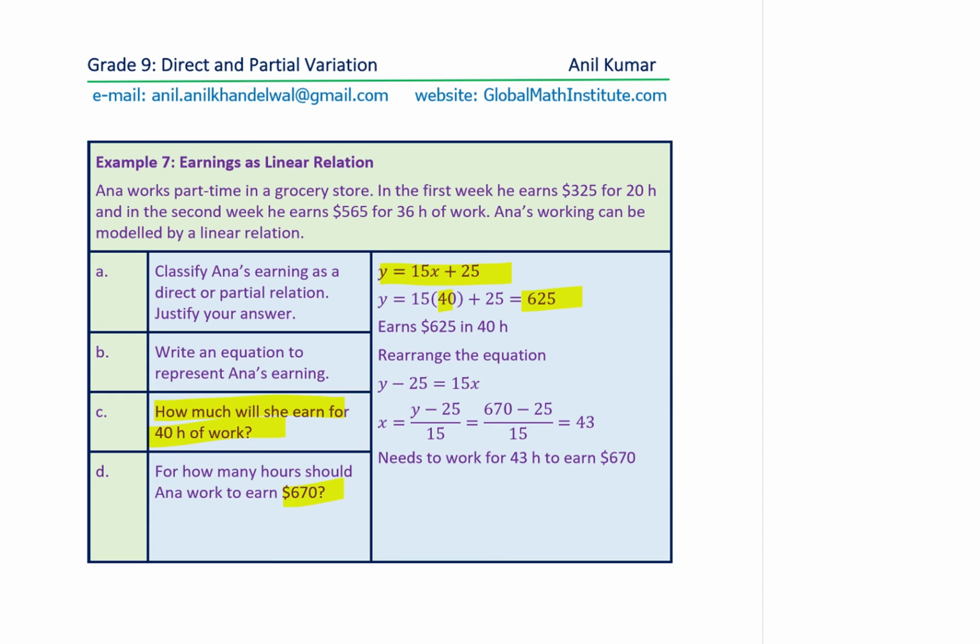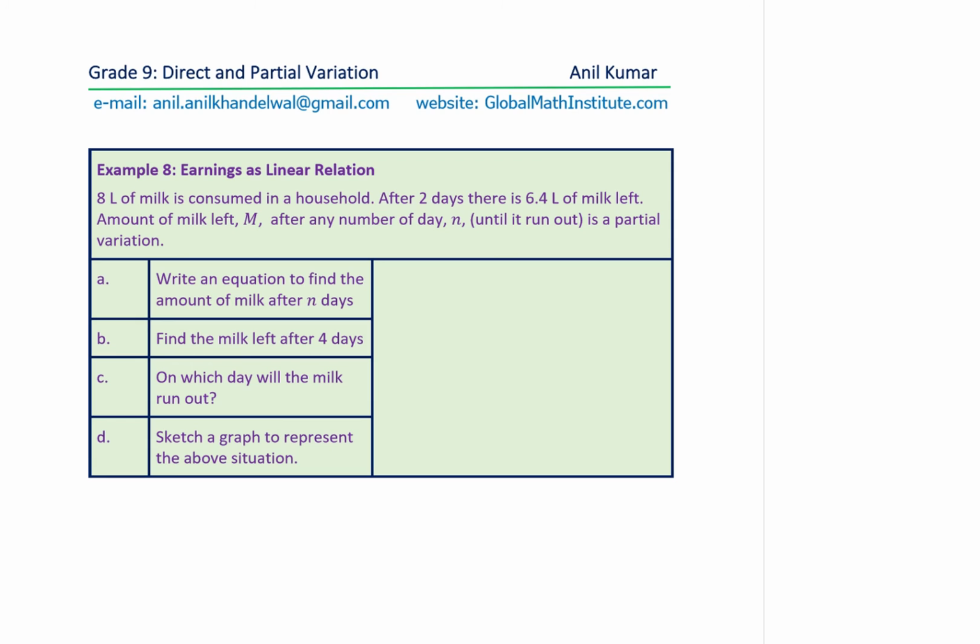For how many hours will she get 670? Substitute 670 for y and then find the solution. You could rearrange the equation, write x in terms of y, and then do it. So change the subject, right? So here we have changed the subject, and then answer. So that becomes our other strategy. So I hope the strategy is absolutely clear. Now let's look into the next example.